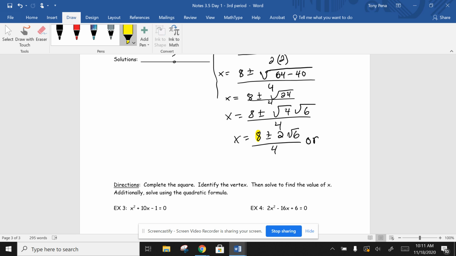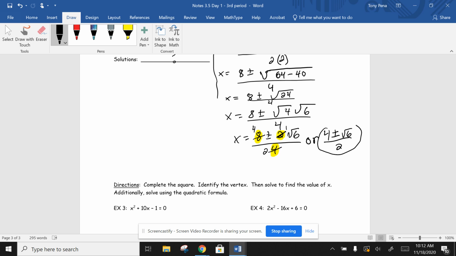So if we now look, notice how the 8, all the terms that are not radicals, are all divisible by 2. So what we want to do is reduce all of those by 2. So the 8 is going to become a 4, the 2 is going to become a 1, and this 4 down here is going to become a 2. So the reduced version is 4 plus or minus root 6, all divided by 2. If you don't want to reduce, come quiz or test time, you don't necessarily need to. I would take that first version.